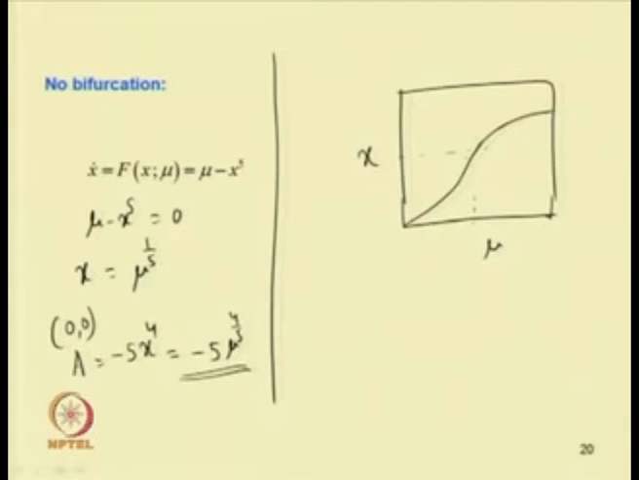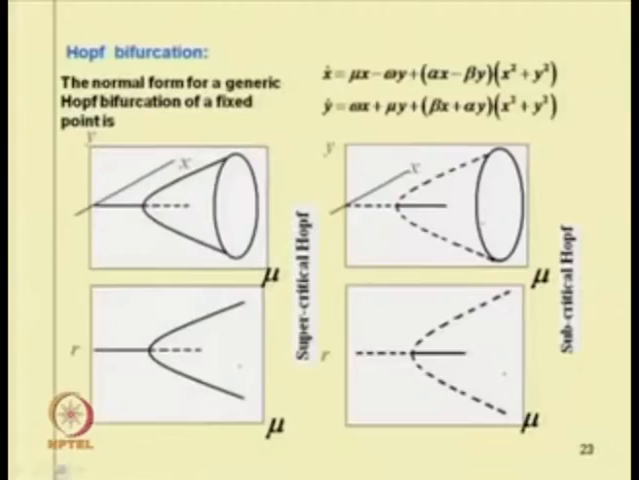So, this point, this 0 0 point, is a hyperbolic point. So, this point is not a bifurcation point, as there is no change in stability or no change in the number of solutions of the system. So, this is all about the static bifurcation point.